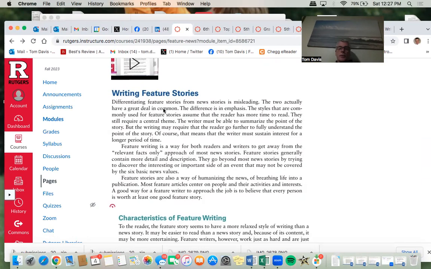Differentiating feature stories from news stories is misleading. The two actually have a great deal in common. The difference is emphasis. It's true. The styles that are commonly used for feature stories assume that the reader has more time to read. They will require a central theme.